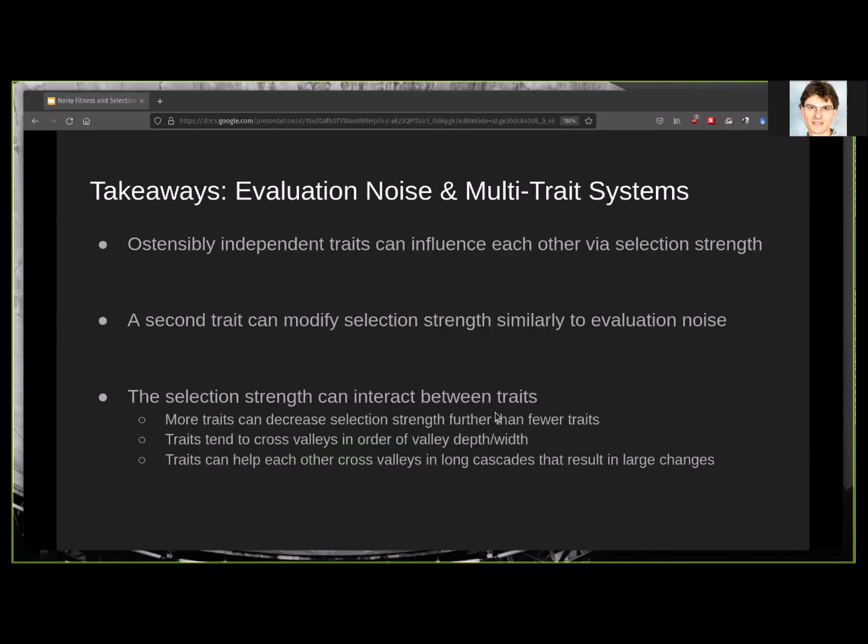Of course. So the takeaways are: ostensibly independent traits can influence each other via these selection strength interactions. A second trait can modify the selection strength on another trait, similarly to the way adding noise to the evaluation can modify selection strength. And these interactions can interact in a number of ways.